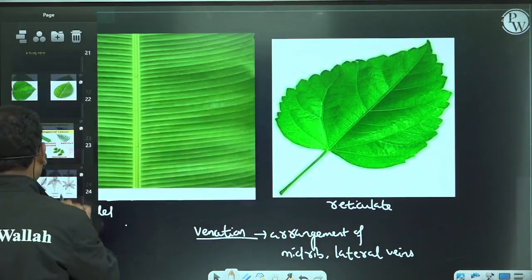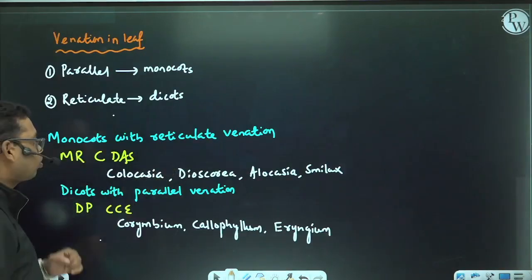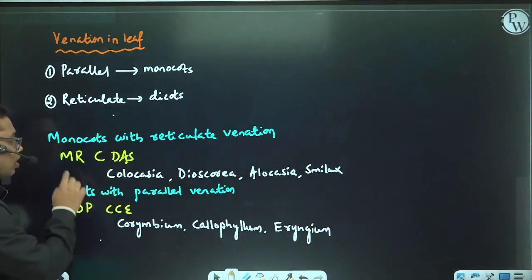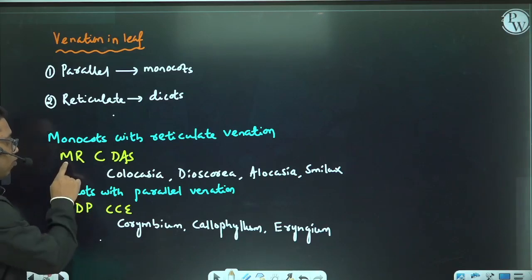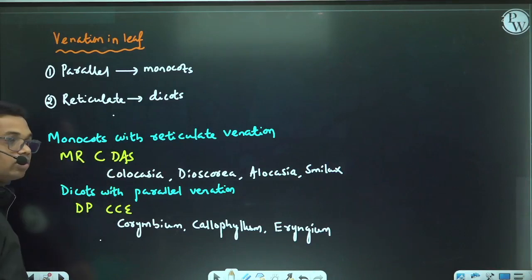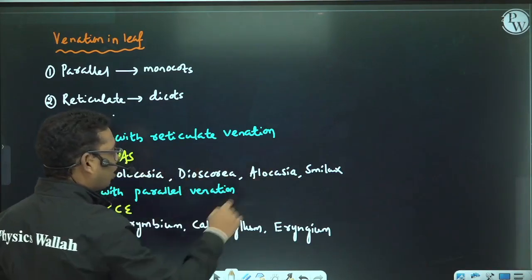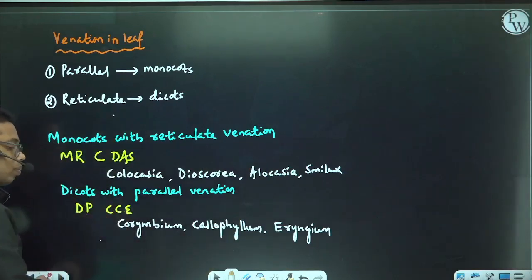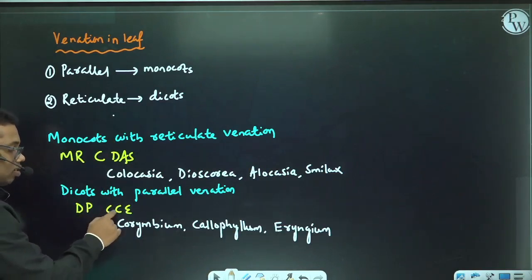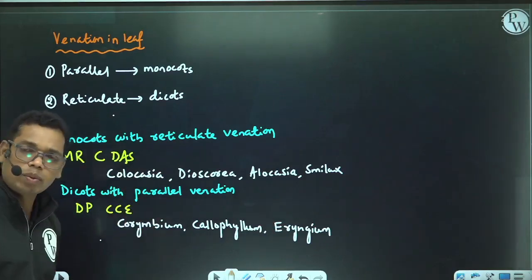And let me tell you the exceptions here. Monocots with reticulate venation. To remember this, you can remember using this trick: Mr. Sidas. M for monocots, R for reticulate. Sidas are the examples of monocot having reticulate venation. C for Colocasia, D for Dioscorea, A for Alocasia, S for Smilax. DPCCE. That means dicot with parallel venation, and the examples are CCE: Corymbium, Calophyllum, and Eryngium. So these are the examples you can remember.